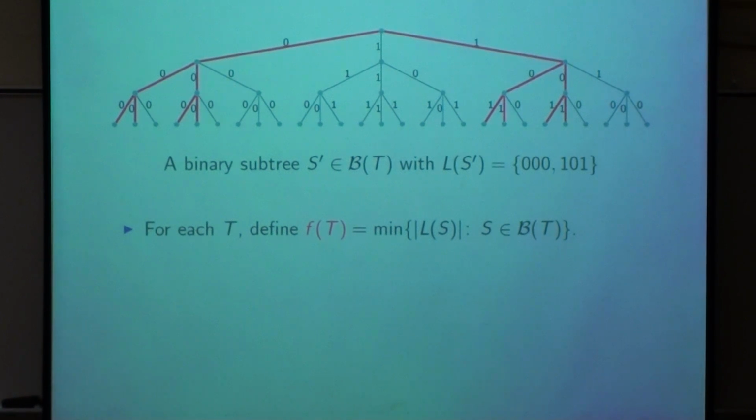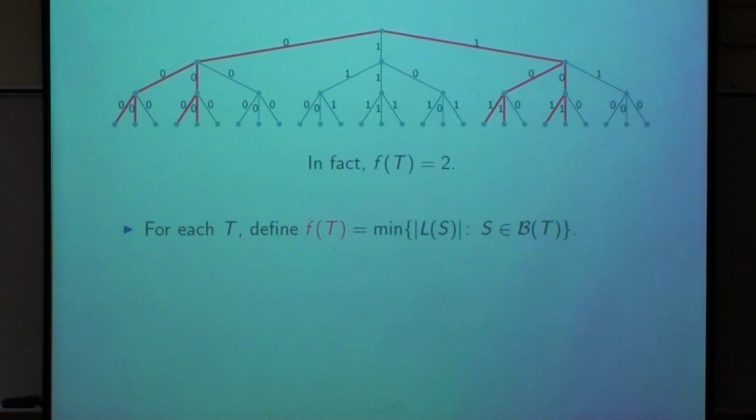Okay. And in fact, for this tree, this is the best that you can do. You won't be able to find any subtree which only has a single path label. It doesn't exist in this tree.